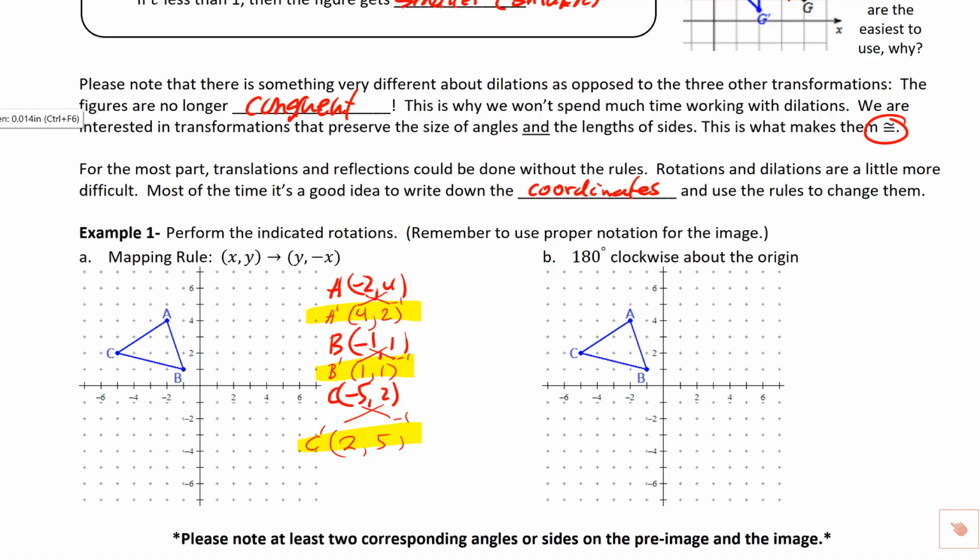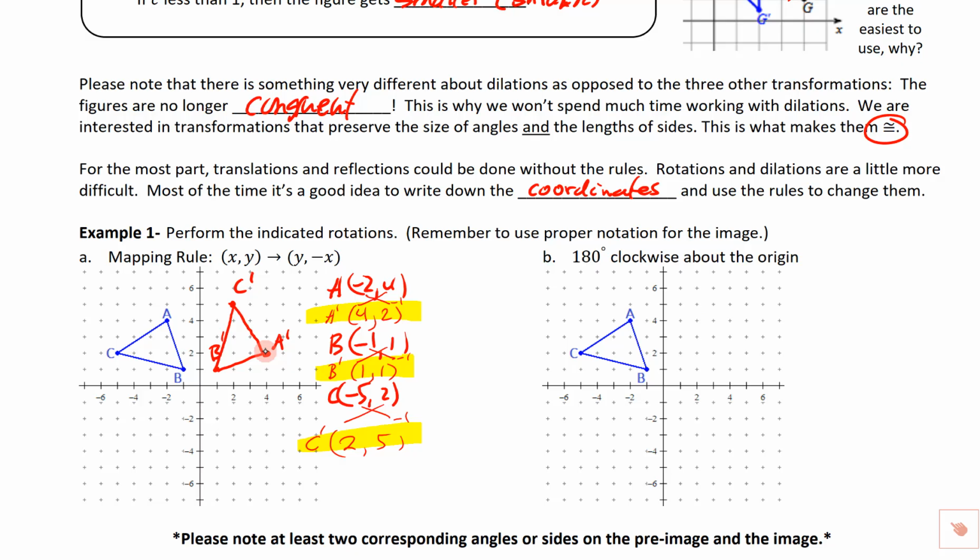So let's see what this looks like. A prime is at 4, 2, so over 4 and up 2. So there's A prime. B prime is 1, 1, so 1, 1 would be right there. So there's B prime. And then C prime would be 2, 5, so 2, 5 would be right there. So there's C prime. All right, so we're going to draw these lines right here.